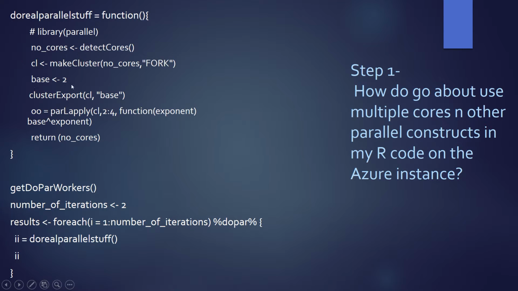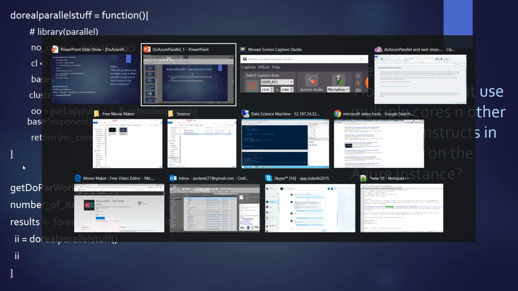Here I've just put a number base equal to 2, and if I want to export that number to run into the individual cores function, here's a function where there's a parallel apply, which calls the function which basically calculates the exponential. This is just put out there to give you a sense that we have the number of cores out of each machine. So let's get into the demo.